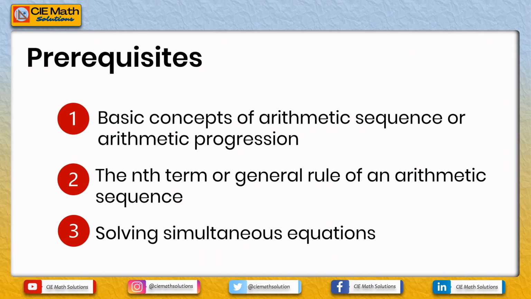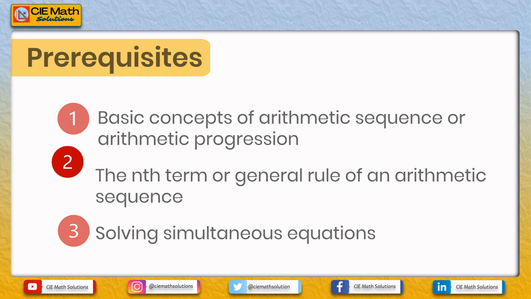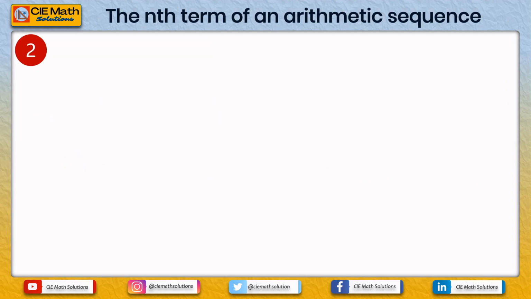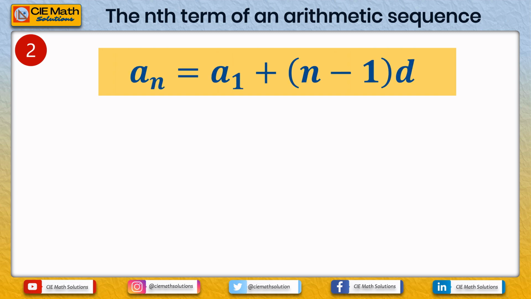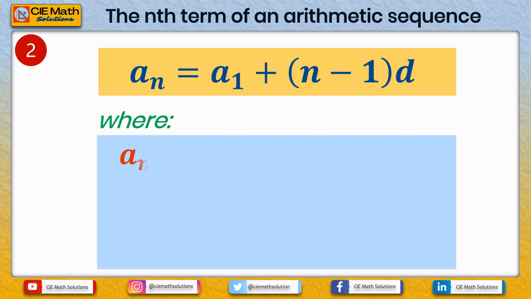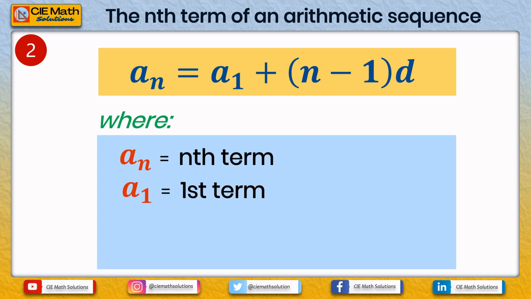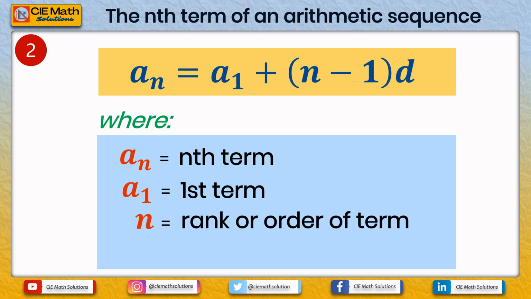The next prerequisite concept needed is the nth term of an arithmetic sequence, which is an equals a1 plus n minus 1 times d. an here is the nth term of the arithmetic sequence. a1 is the first term, n is the rank or order of the terms, and d is the common difference.